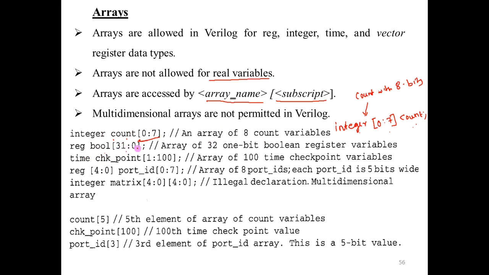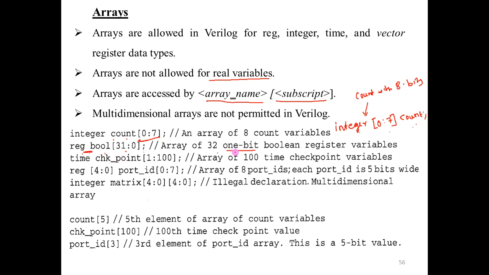Reg bool 31 down to 0 is register type. Bool is a variable. It's an array of 32 members, 32 1-bit Boolean register variables. Why 1 bit? Because if I want to mention multiple bits, I should mention them here. Here nothing is mentioned.